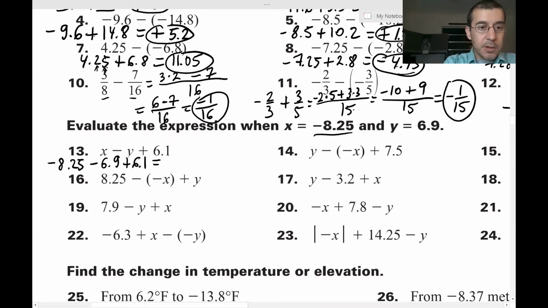Since we have two numbers that are very close to each other, 6.9 and 6.1, let's add up these two numbers. So we write this here, minus 8.25, and then which one is greater, 6.9 or 6.1? 6.9 is greater, so minus, and then 6.9 minus 6.1 is 0.8. Now we have two negative numbers, minus 8.25 and minus 0.8. So we're adding up two negative numbers. So minus, and this is 9.05.